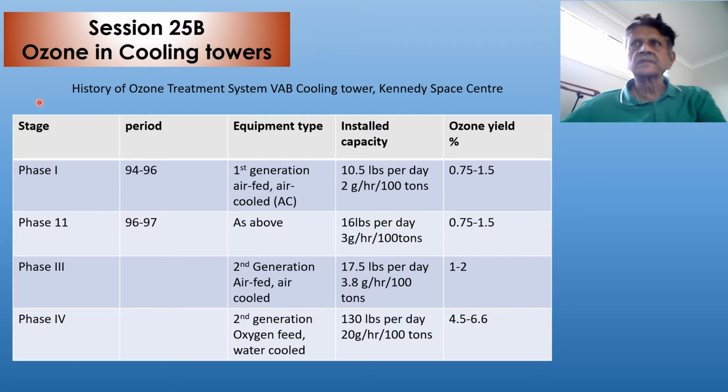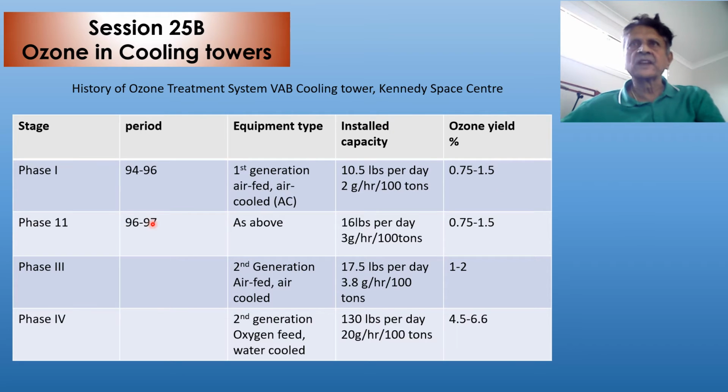This chart shows the history of the ozone treatment system for a cooling tower at Kennedy Space Center. Just to let you know, the previous table which I gave you has been obtained from this application. In their testing, they did 4 phases. Between 94 and 96, they used the first generation air fed. They got an ozone yield of 0.75 to 1.5.